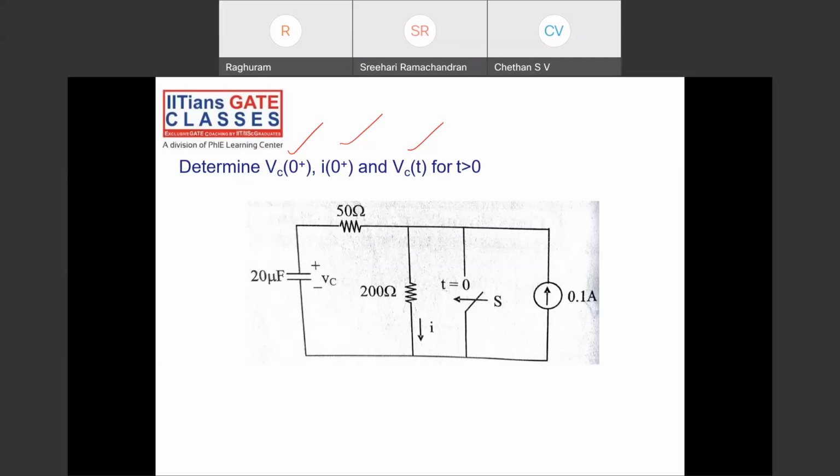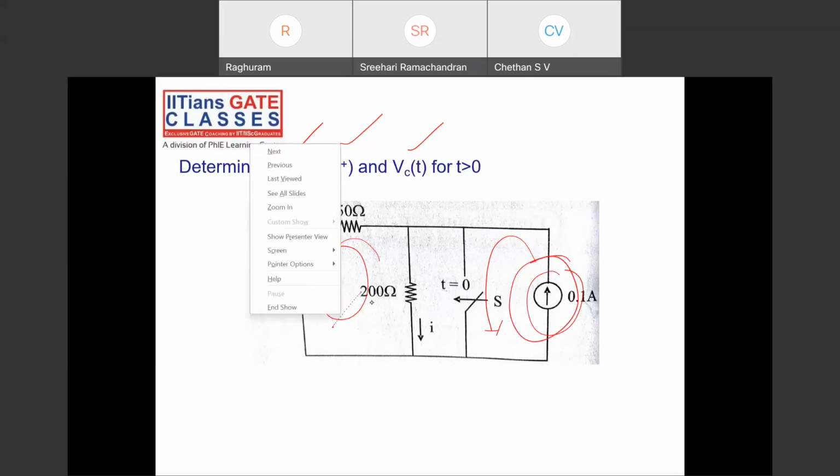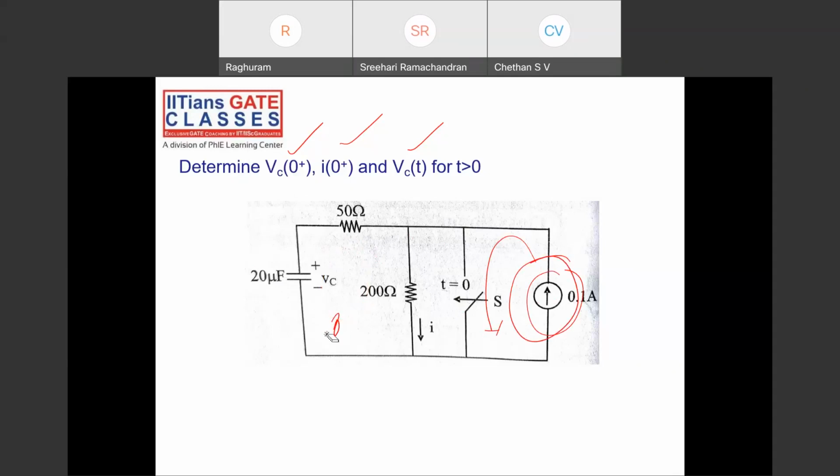Yes, at t equal to 0 plus, whatever the current source, it's getting short circuited. That means no current ever flows in this circuit because of this source. So this is a source free circuit. Remember, we are actually dealing with source free circuits now. Okay.